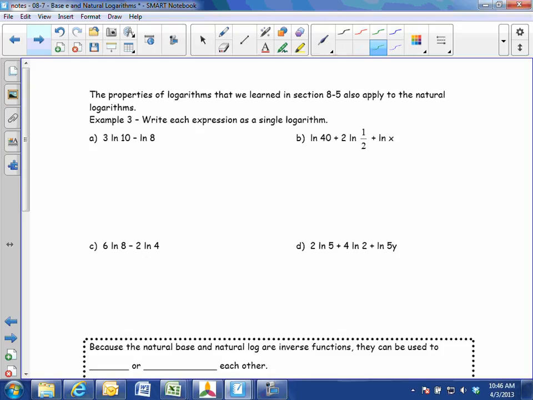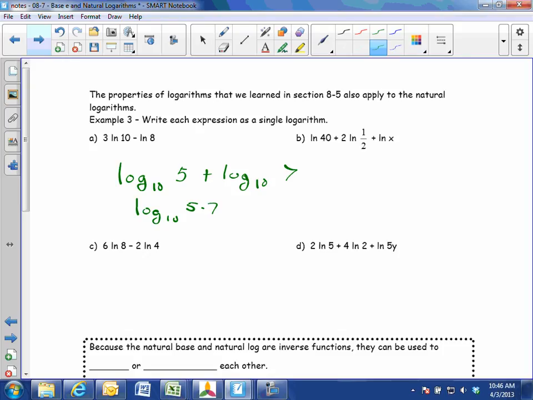Alright, so all the properties that we learned before, like if we are adding log base 10 of 5 plus log base 10 of 7, what can we do to rewrite it so we have one log? Right, because we would multiply them together. 5 times 7 would be 35. So all the properties that we've done before also work with natural logs.